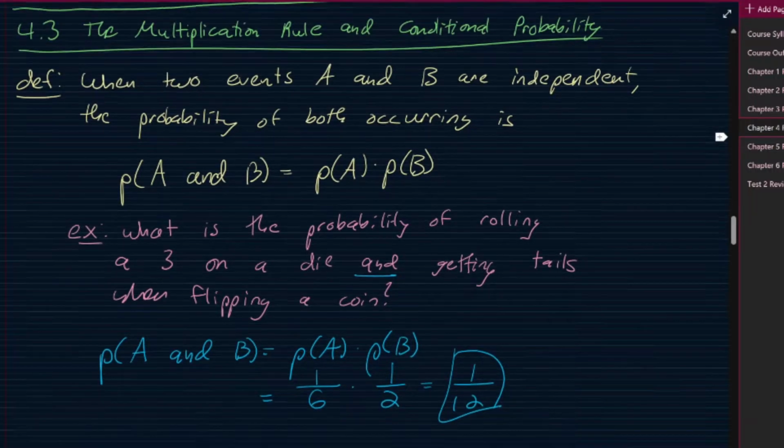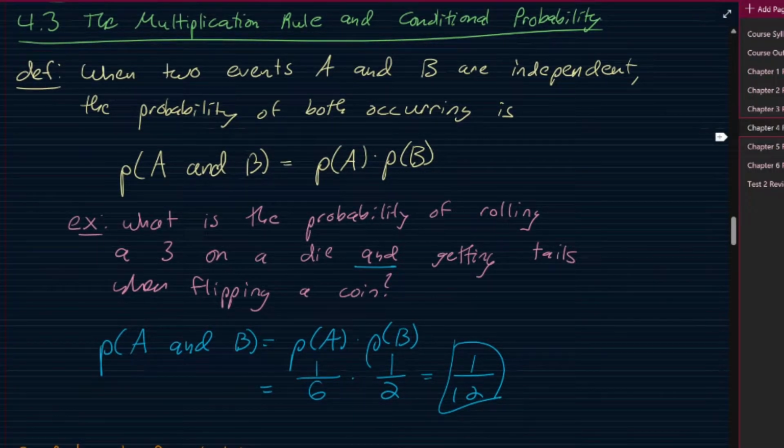So we looked at a problem there. They were two completely different events. We were looking for the probability of rolling a 3 on a die and getting tails when flipping a coin. It doesn't matter what you get on the die, it doesn't affect your coin flip at all. Similarly, the coin flip doesn't affect what you roll on the die at all. And so therefore, since they're independent, we could just do the probability of A, which in this case would be the probability of rolling a 3 on a die, and B would be the probability of getting tails when flipping a coin. And then we just multiply them together to get the probability that both happen.